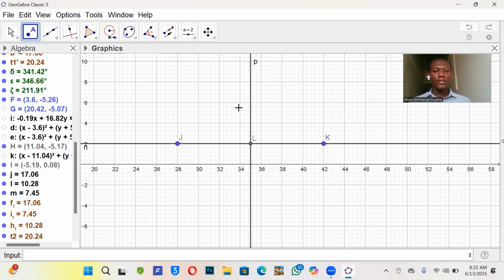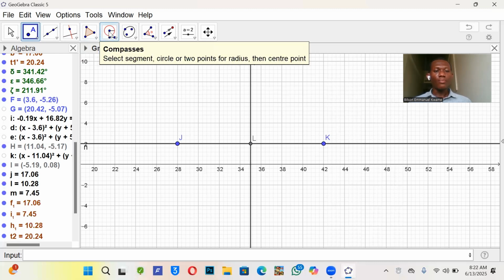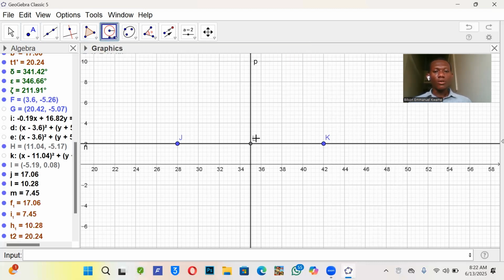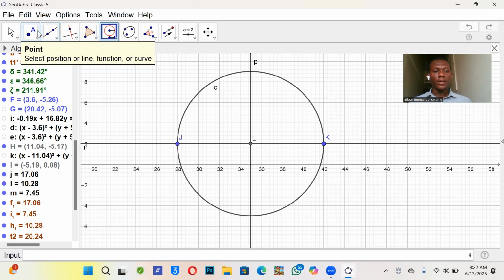Good. Now the next thing that we are going to do, we can use our compass tool. So using our compass tool, we measure from here to here to draw a circle, right? Then we center it on L. You get it? So we will get the point that is from here. Then we come to this side.